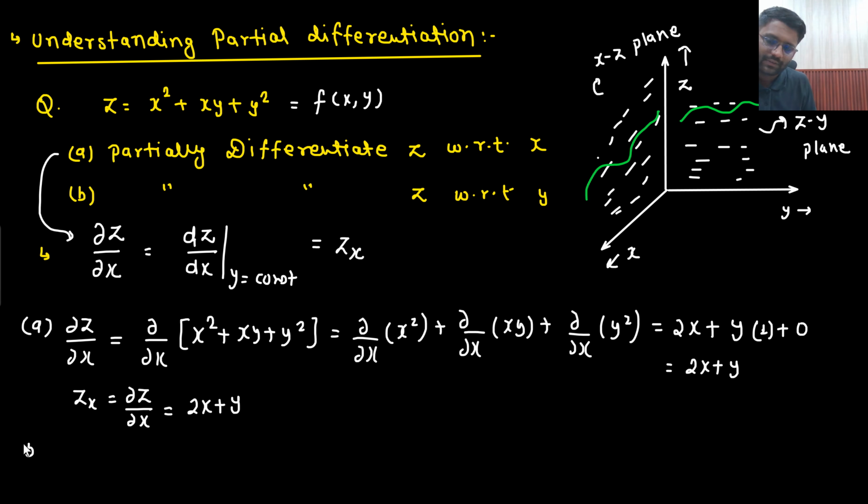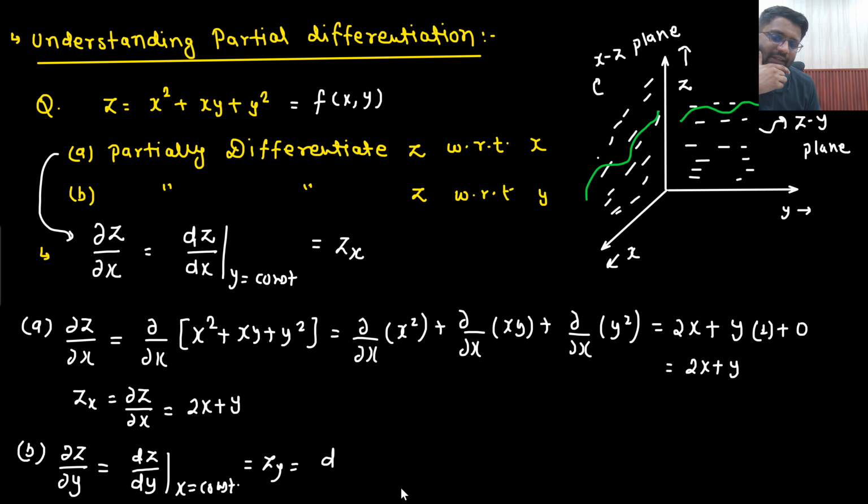Okay, next one. Del z by del y. Partial differentiation of z with respect to y. That means you need to do dz by dy only, keeping x as constant. Could be written as zy. That means I need to differentiate this function with respect to y: x square plus xy plus y square. Okay, this is how I need to differentiate.